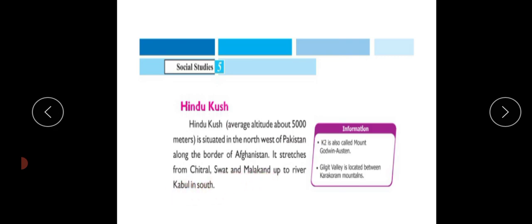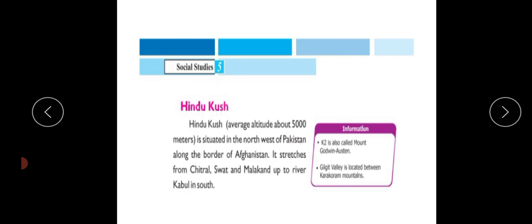Now if we talk about Hindu Kush, so it is an 800 kilometer long range which is situated in the northwest of Pakistan along the border of Afghanistan, and its highest point is Tirchmir in Chitral. इसकी highest peak जो है वो तिरचमीर है जो कि चित्राल में है, and it stretches from Chitral and Swat and Malakand up to river Kabul in the south.